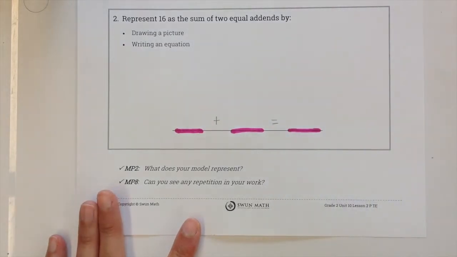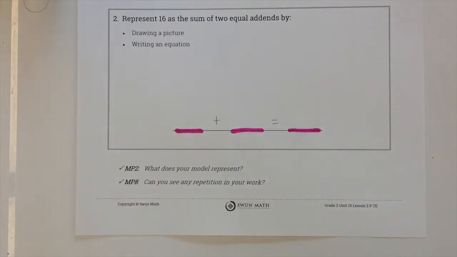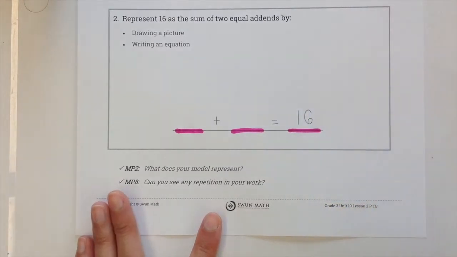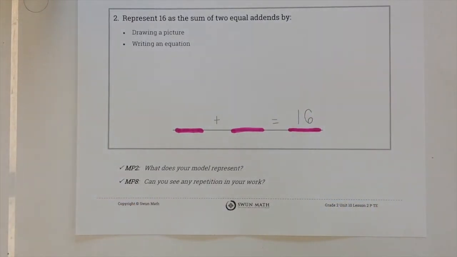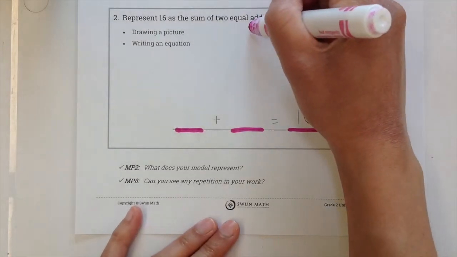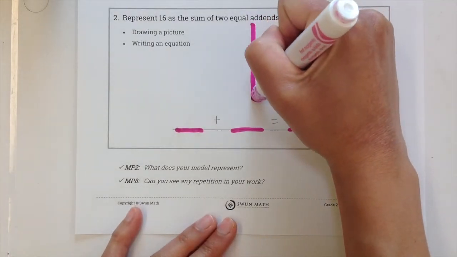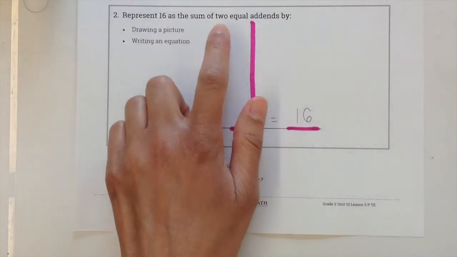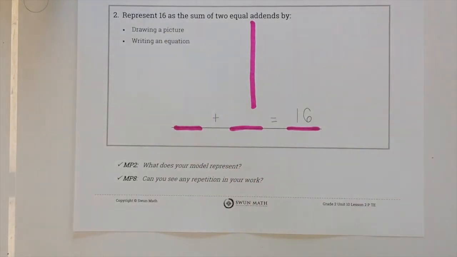So I can set up my equation just like that. And then I know that the total should be 16, so my sum should be equal to 16. I'm going to write it there just as a reminder. Now I'm going to come up to the top in the blank space and write in 1 line. I'm doing that so that I have 2 columns, 1 on this side and 1 on this side, because that's where I'm going to draw my 16 pictures.